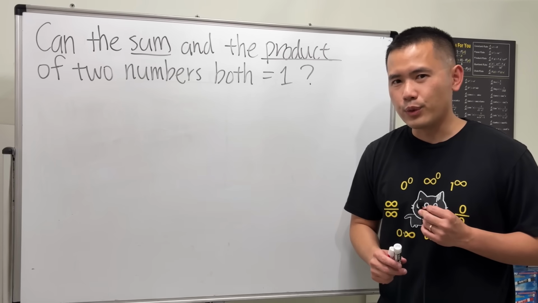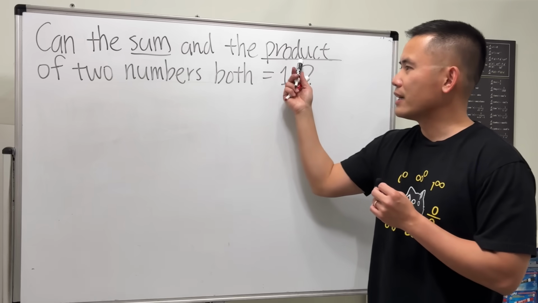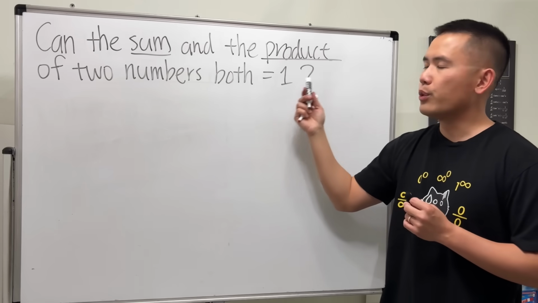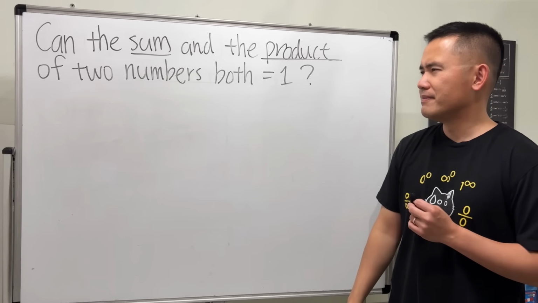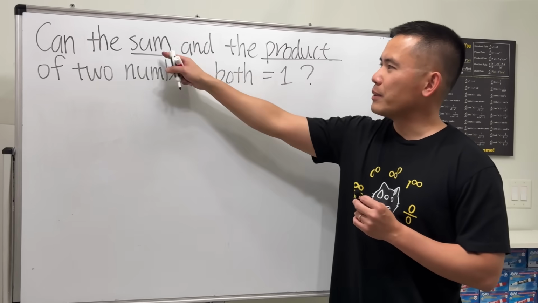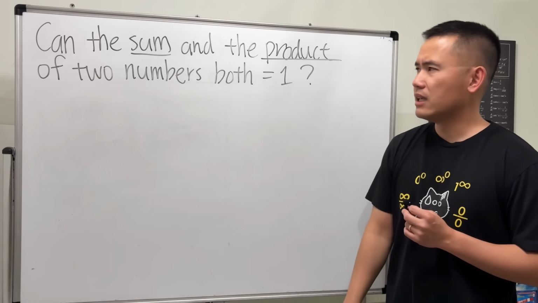All right, here's a pretty interesting question. Can the sum and the product of two numbers both be equal to 1? I don't think so. By the way, sum means we add, product means we multiply.